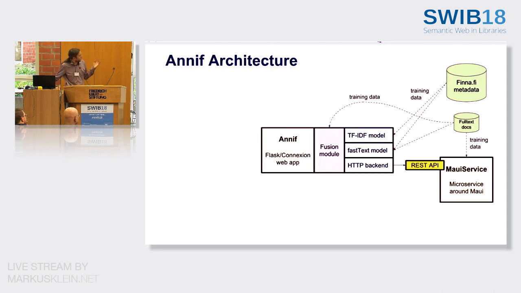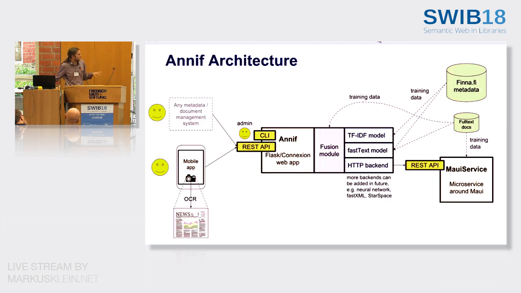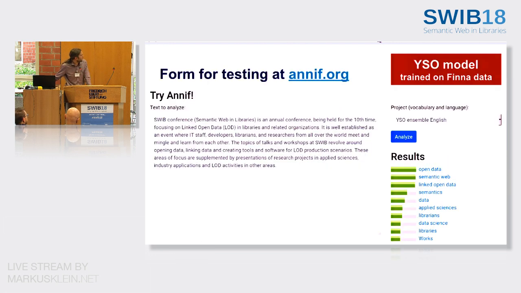And then everything is packaged into a web app that provides a command line interface for administration and a REST API so that other systems can integrate with it. So in principle, any metadata or document management system, like an institutional repository, can hook into the REST API to get suggestions about subjects for documents. But there are also some mobile apps, which I'll talk about later, that can use the REST API. There's a website at annif.org where you can go and test it.